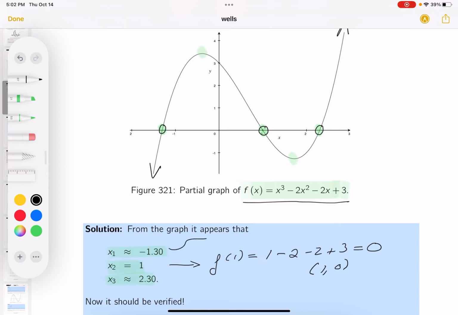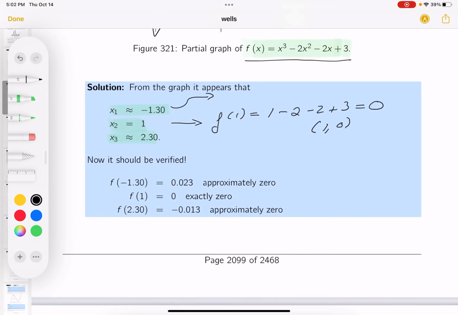Now, these are more difficult to do, but I don't mind you using a computer to do that. And what I'm claiming over here, if you evaluated f of -1.3, what do I mean by that? Well, it's going to be -1.3 cubed minus 2 times -1.3 squared minus 2 times -1.3 plus 3. If you do this on a computer, you get this number over here. And my claim is approximately 0.